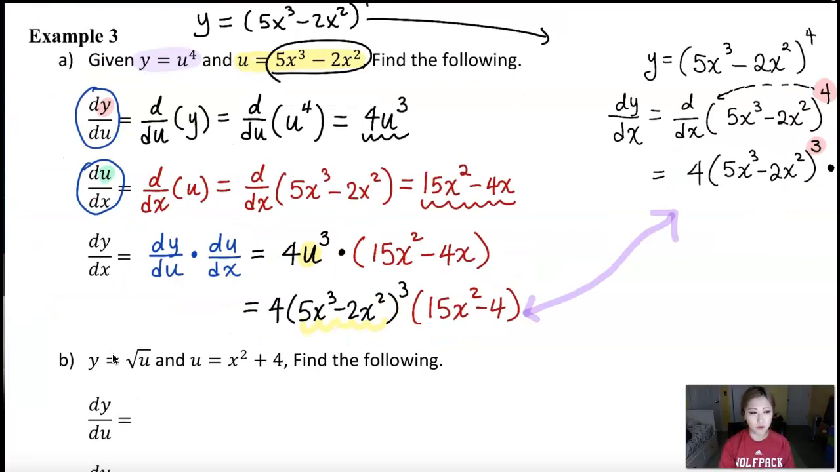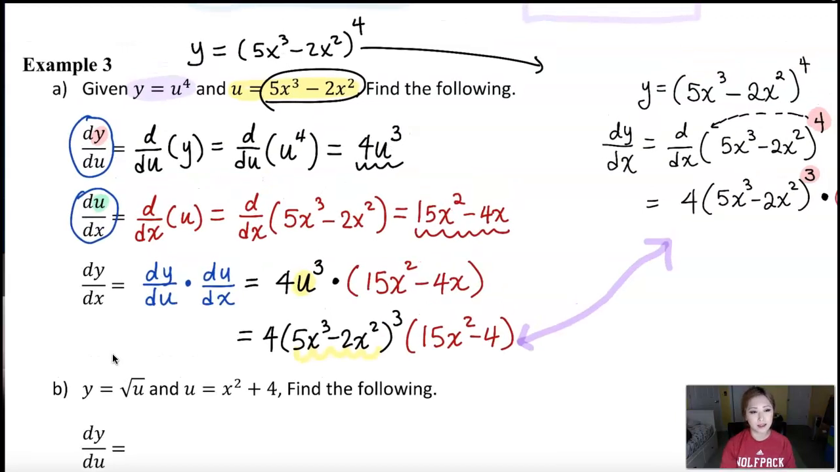If you're wondering, why are we multiplying the derivative of the outside by the derivative of the inside? It's because dy/dx is equal to dy/du times du/dx. That's why we do this multiplication. That's why if you just take the derivative of the outside function and stop there, that's not going to be the complete answer. Let's try one more.